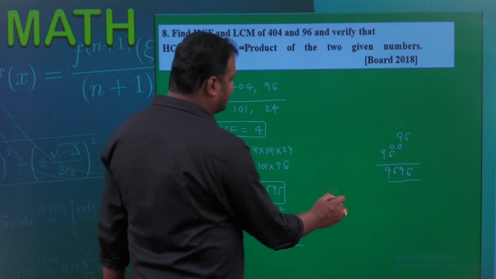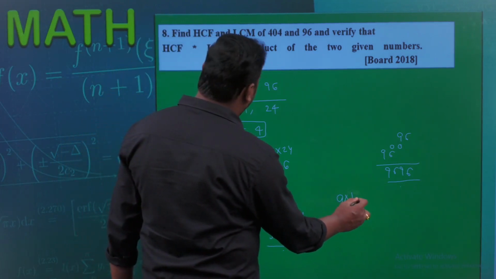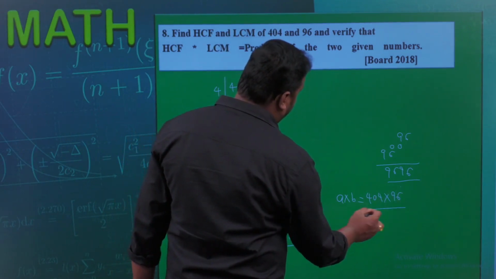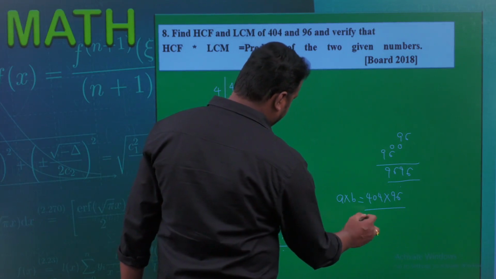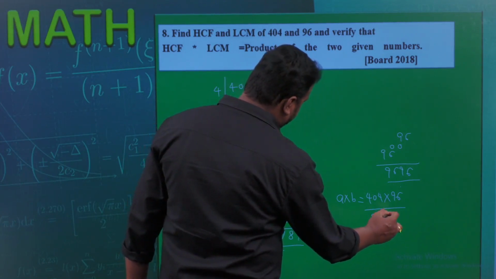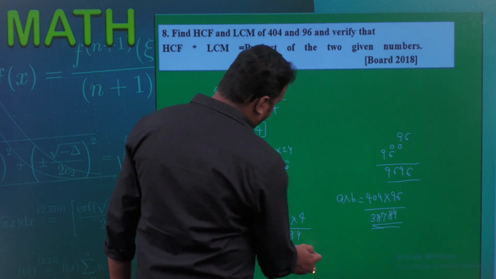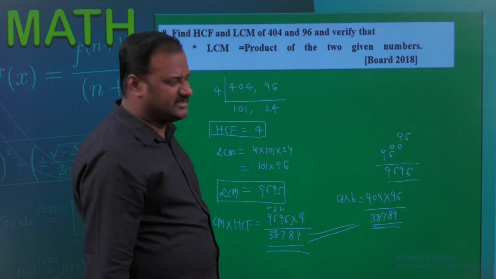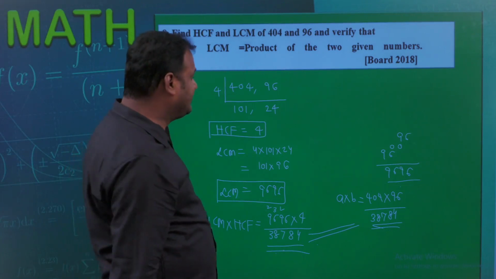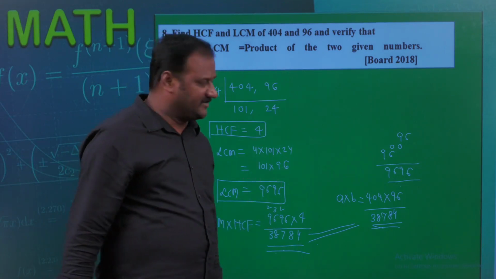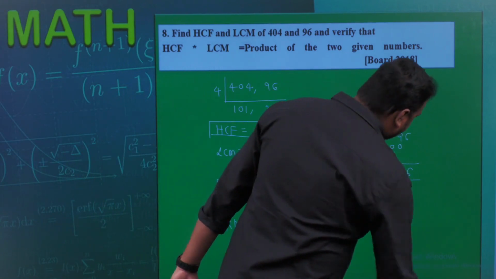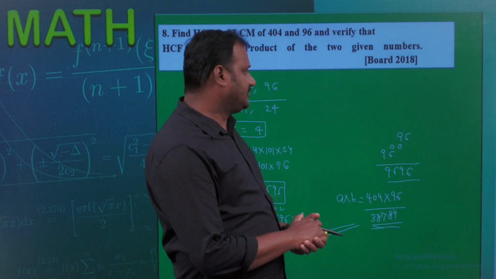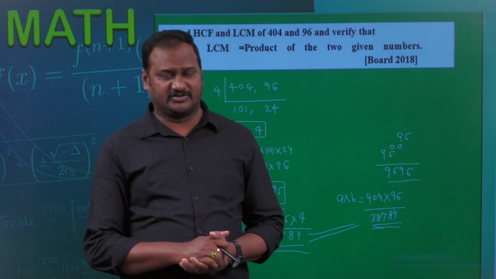Now what is the product of the two numbers? That is A into B, equal to 404 multiplied by 96. So it is also going to be 38784. Therefore LCM into HCF is equal to the product of the two numbers. It's pretty much easier because this is simple multiplication. So this is the last problem which was given in the two marker questions.